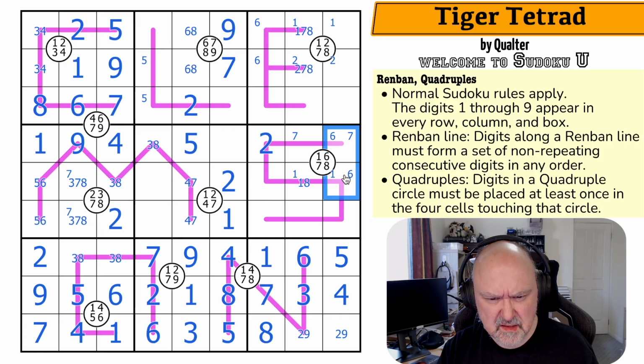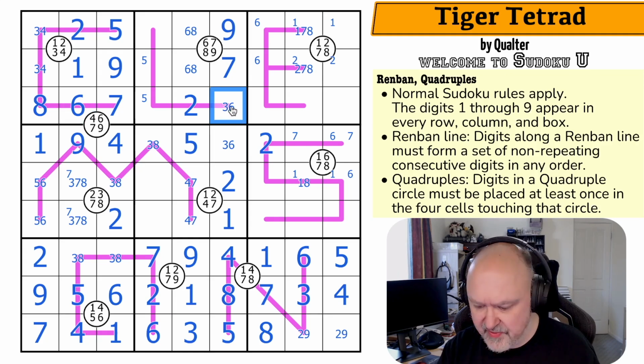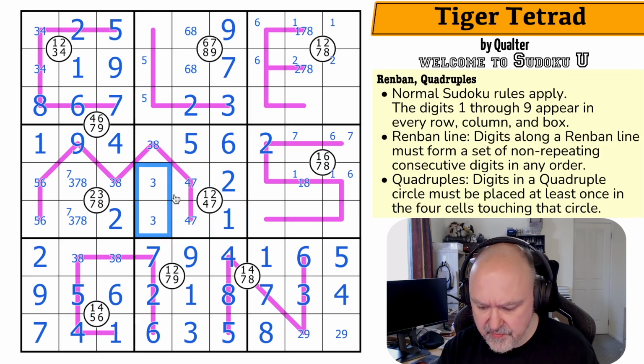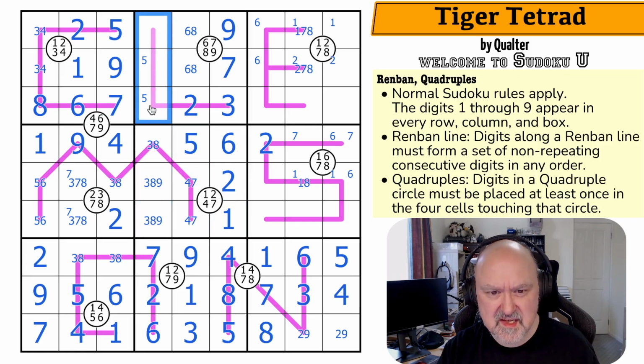6 is in here. What are these two? 1, 2, 3, 4, 5, 6. These are 3 and 6, and the 6 makes that the 3 and that the 6. So these are a known triple. 1, 2, 3, 4, 5, 6, 7. These are 3, 8, 9. Actually, that's potentially going to help a lot. These are 1, 4, and 5. There's no 1 there, there's no 5 there.